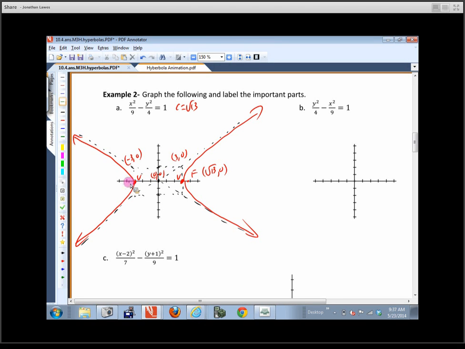And then I'm going to put the other one over here. So that one's negative radical 13, 0. Okay, any questions? Okay, what don't we have?